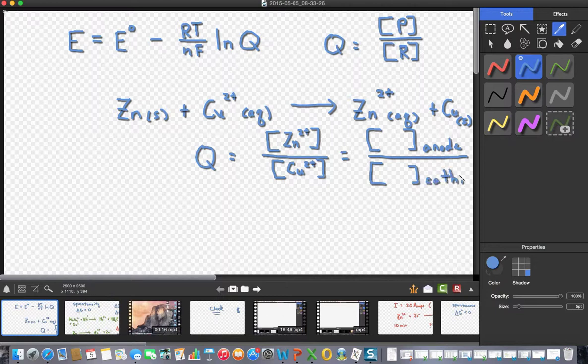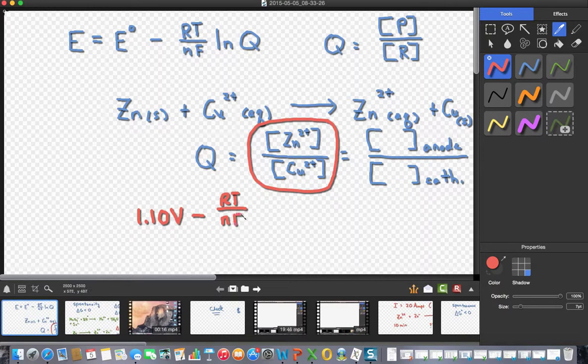This is a pretty simple system, so I'm going to refer to this in terms of zinc and copper proper. Now we know that this system has a standard electrical potential of 1.10 volts. Let's look at a couple of different situations. First, I'm going to go ahead and finish the equation. R and T and N and F are going to be constants for a given system.